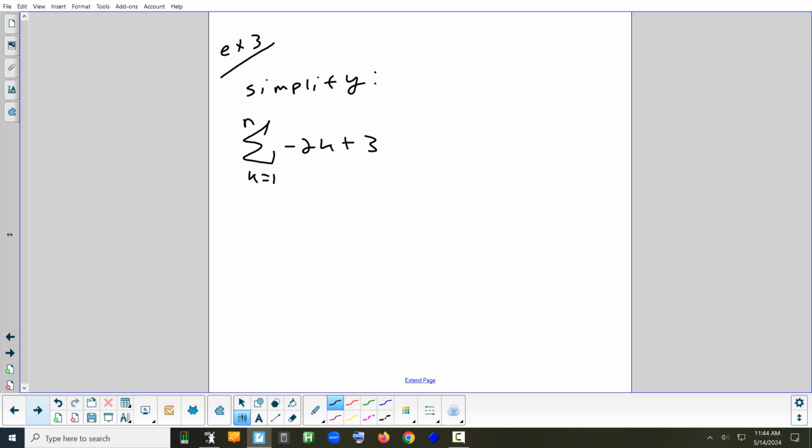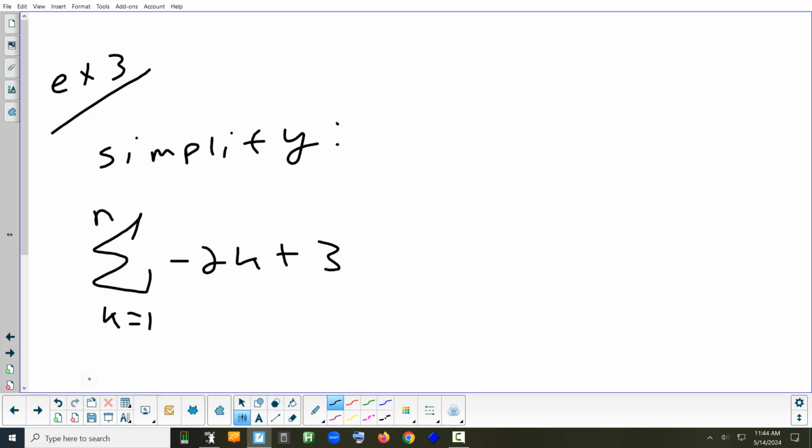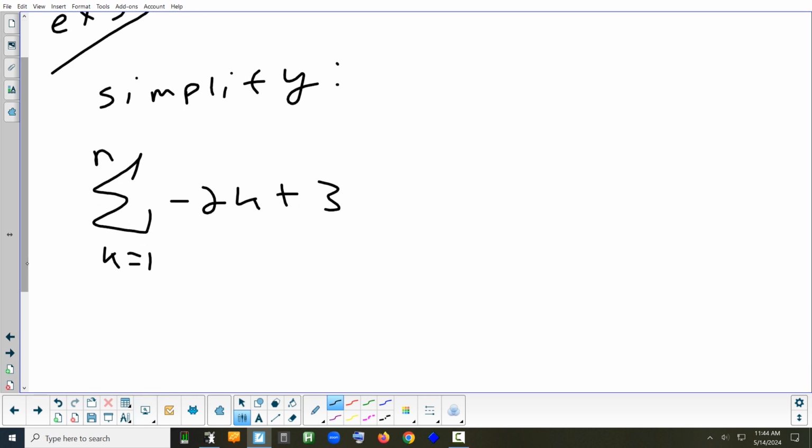All right, so let me see what we have left. Not much. Okay. So let's try this one. I want to find a formula to add up the first n terms in the sequence, in the series, negative 2k plus 3. And let's pretend n was a big number, 25,000. I don't want to have to plug in 1 through 25,000, figure out what all those numbers are, and then add them all up. That's going to be an awful lot of work.